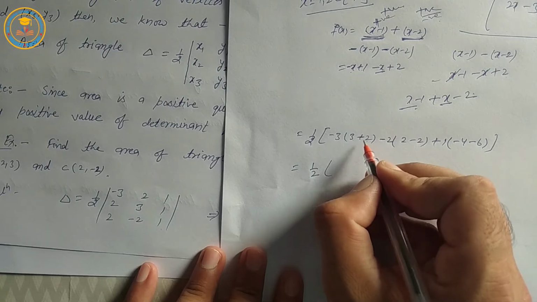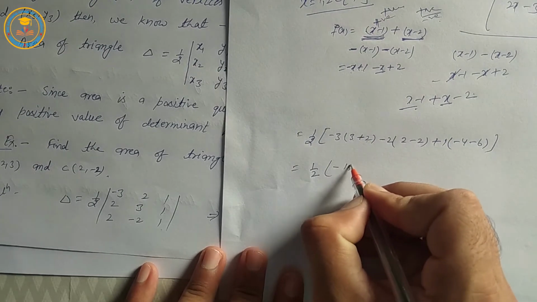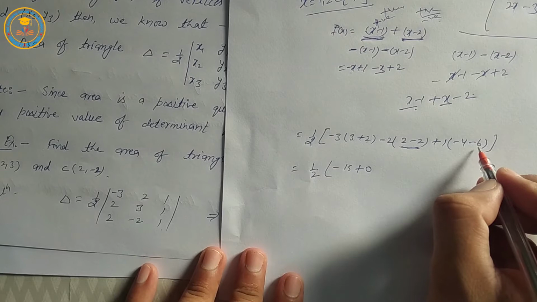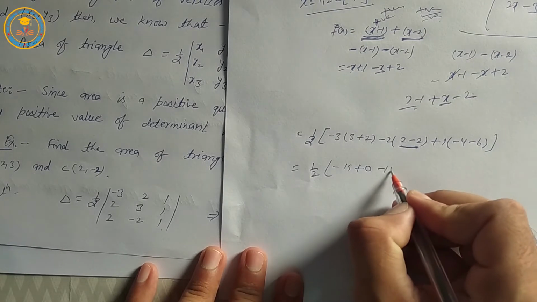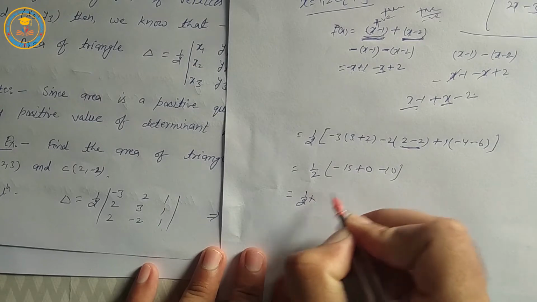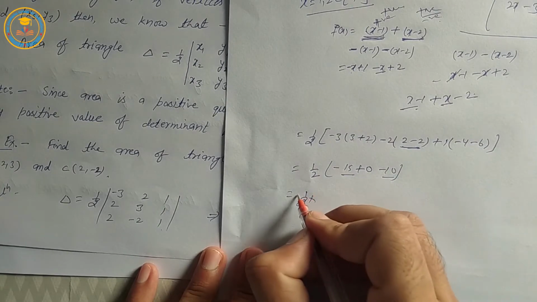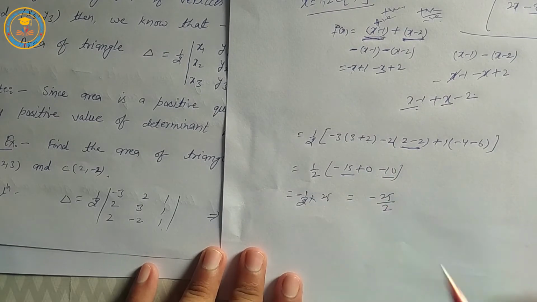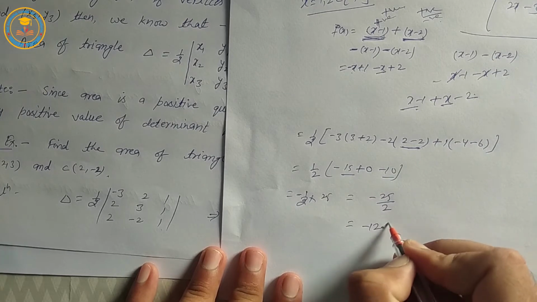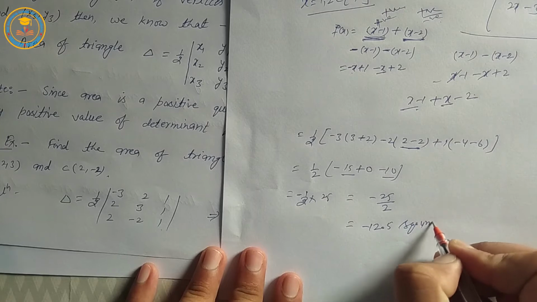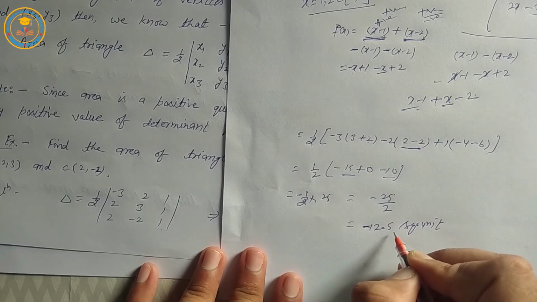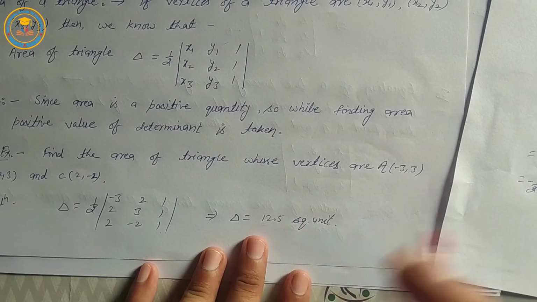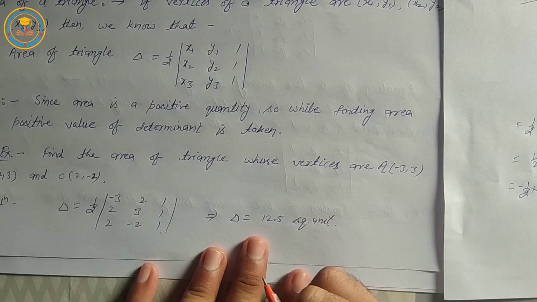1 by 2 into (5 into -3 = -15, minus 2 is 0, then -6, -4, which gives -10). So 1 by 2 into (-15 -10) is -25, equal to -25 by 2, which is -12.5 square units. So delta is 12.5 square units, positive, because the area of a triangle is always positive.